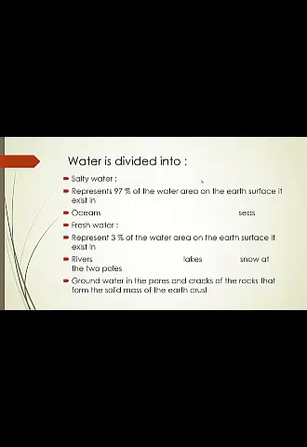Water is divided into salty water, which represents about 97% of the water area on the Earth's surface and exists in oceans and seas. The second type is fresh water, which represents about 3% of the water area on the Earth's surface and exists in snow at the two poles, and in lakes and rivers. Finally, the groundwater in the pores and cracks of the rocks that form the solid masses of the Earth's crust, and we will discuss the meaning of the Earth's crust in this lesson.